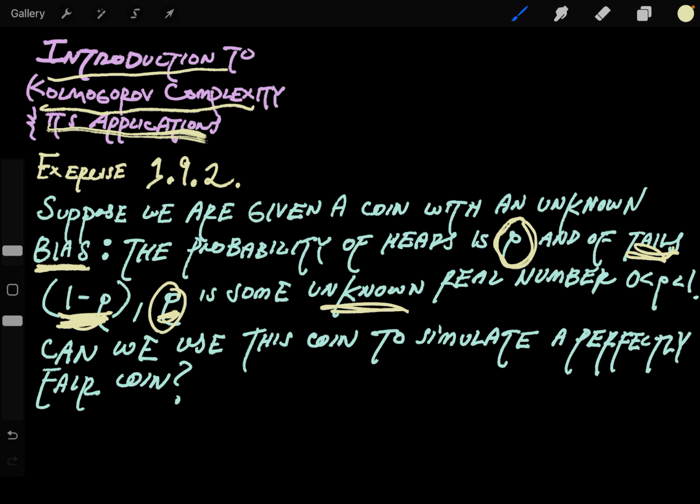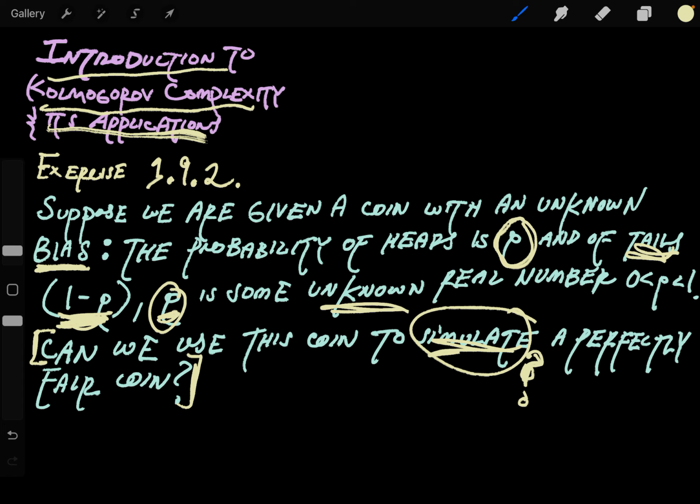So what they're asking is that we don't know with what likelihood this coin is going to come up heads or tails. And then it asks us, can we use this coin to simulate? And that's key. What does it mean to simulate a perfectly fair coin? It's just saying, can we use this coin to construct a scenario that we can guarantee is going to occur 1 out of 2 times, or half the time? Can we use this coin to simulate a perfectly fair coin?